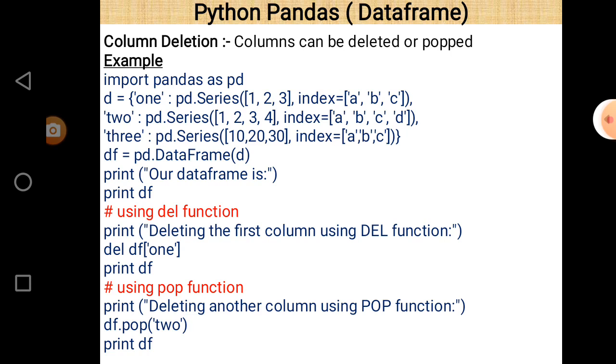Here it is a small program. Import pandas as pd. Again, pandas is the name of the library, and pd is the alternative name of pandas. Second, there is again a series containing column name 1 with data items 1 2 3. In the second, data items 1 2 3 4, and the third one 10 20 30. Index positions are a b c and d. If there is no value against an index position, then NaN will definitely appear. Then df is equal to pd.DataFrame(d).